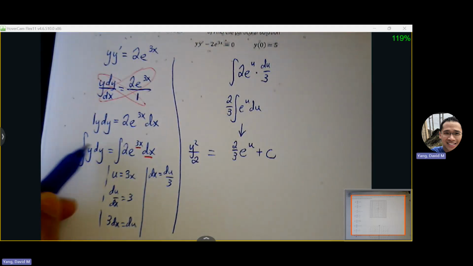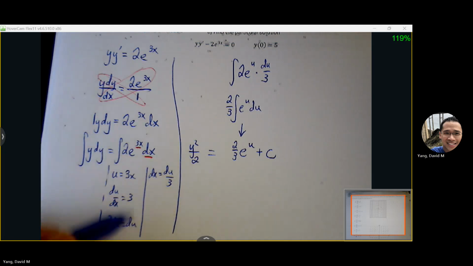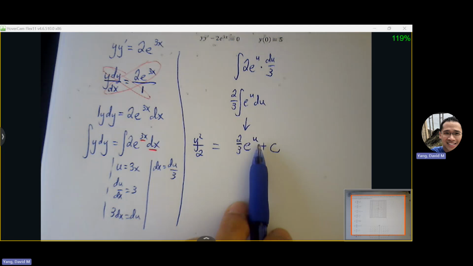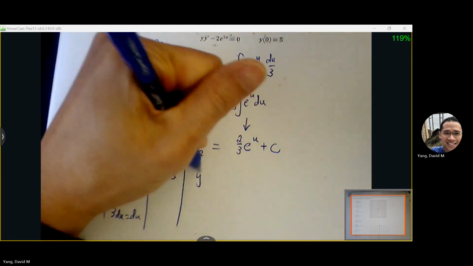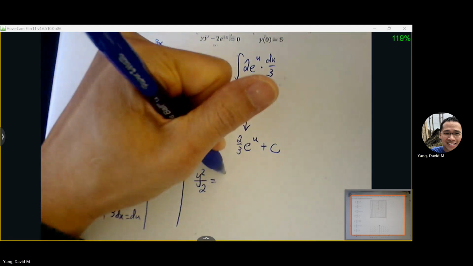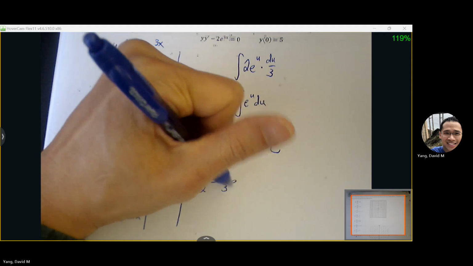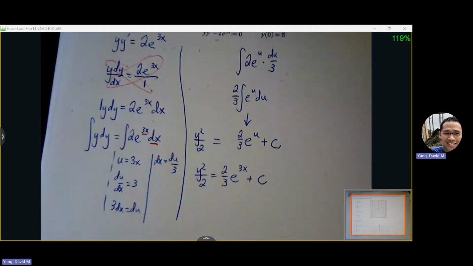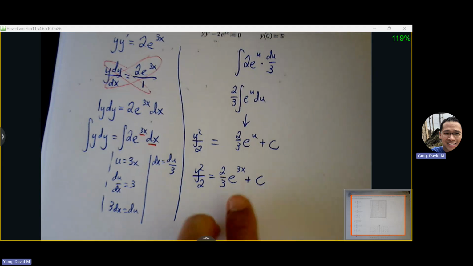The left side was a lot easier. So we're spending most of our time trying to get that right side to be cleaned up. And then replace the u back in terms of x. So we're basically at the general solution, but I do want to do some cleanup here before I solve for c.